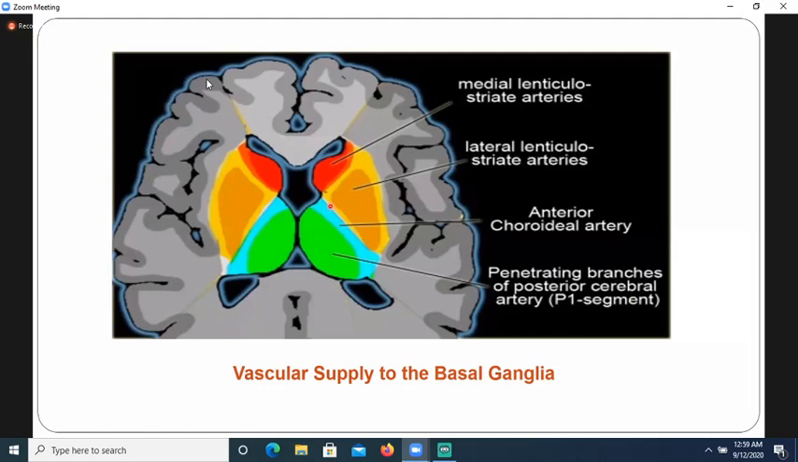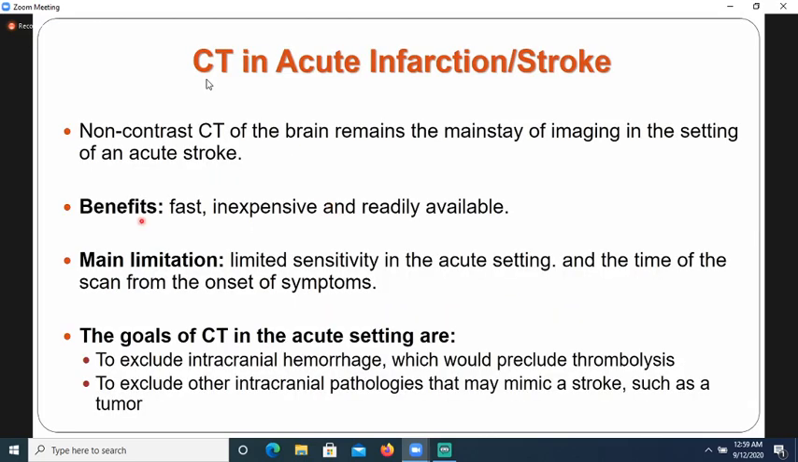Now, what findings are there on CT in acute infarction? The non-contrast CT of the brain remains the mainstay of imaging in the setting of acute stroke. What are the benefits? It is fast, inexpensive, and readily available at every center. The main limitation is limited sensitivity in the acute setting, meaning in hyperacute infarction, and it depends on the time of the scan from the onset of the symptoms.